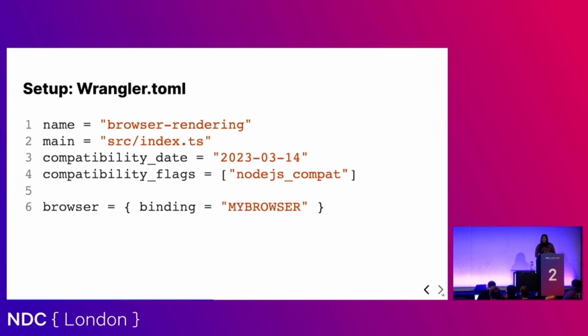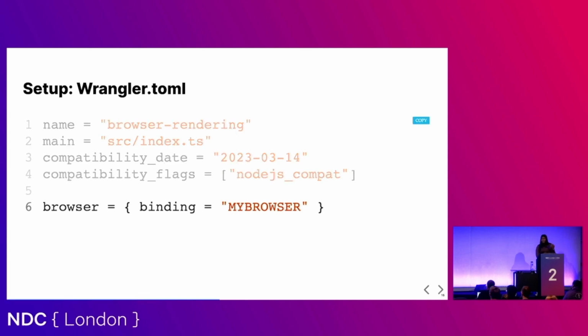Within Workers, we have a Wrangler configuration file. Essentially, this is where you can configure specific things that you would like to have within your project. For example, if you want to set up bindings, if you want to add a compatibility flag, and so on. So for browser rendering to work within your project, you need to set up a browser binding. A browser binding essentially allows your worker to be authenticated to interact with a dedicated Chromium browser instance. And then secondly, you also need to set up a compatibility flag that says nodejs_compat.